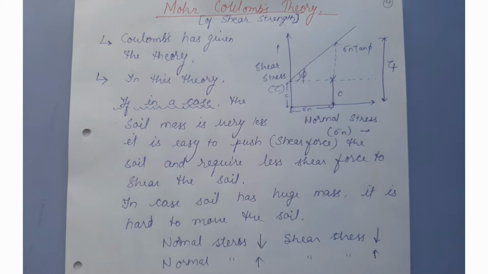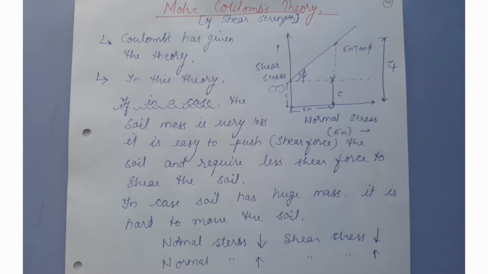And in this class, we will be discussing the Mohr-Coulomb's theory, which is basically based on the shear strength of the soil. So let us just start the Mohr-Coulomb's theory. Coulomb was the person who gave this theory. That is why it is known as the Mohr-Coulomb's theory of shear strength. So let us just take an example.